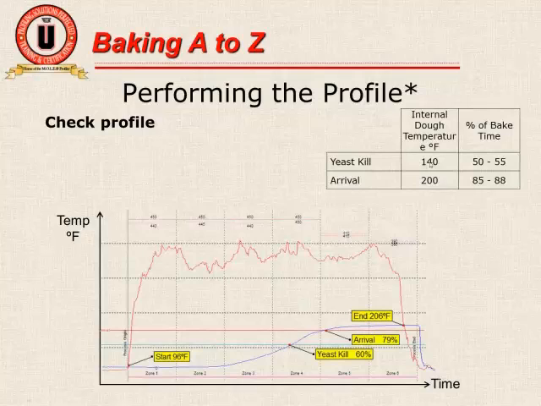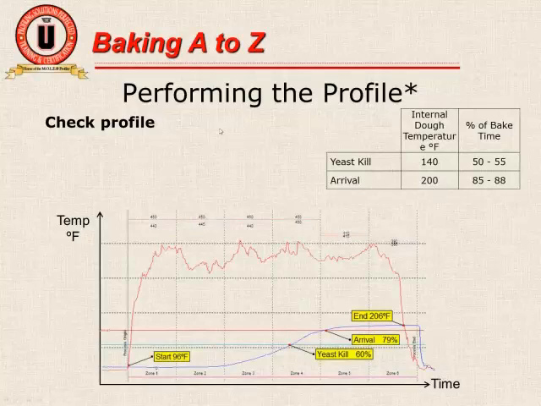Yeast kill, in this case at 140. Your desired was 50 to 55. In this case it was 60, a little bit longer than expected. Arrival at 200 degrees happens usually between 85 and 88%. In our case, it happened at 79, so a little bit early. What that typically means is because this is late, we were not heating enough in the beginning and pushing the heat in way too much near the end. So set point adjustments may be made.